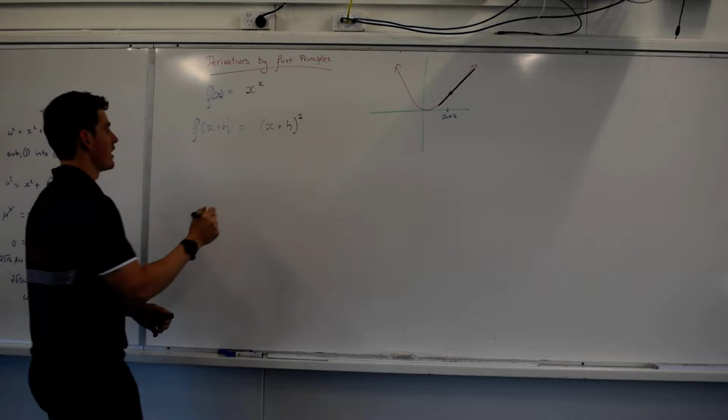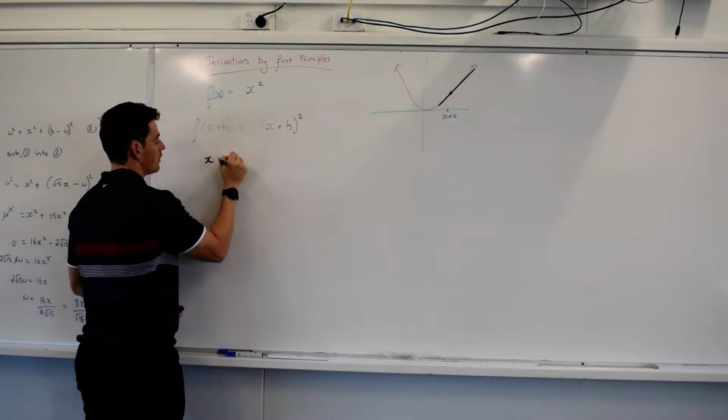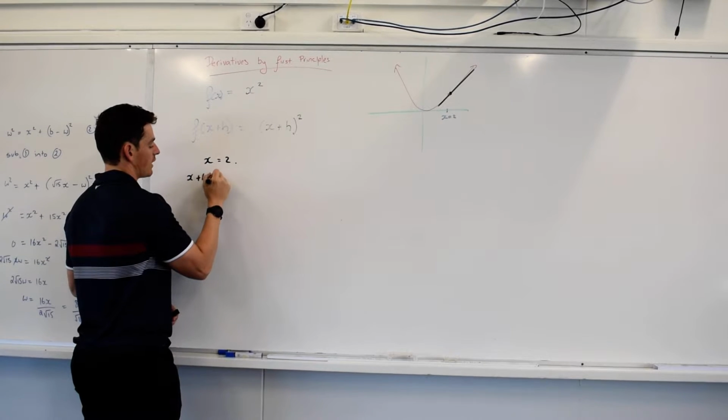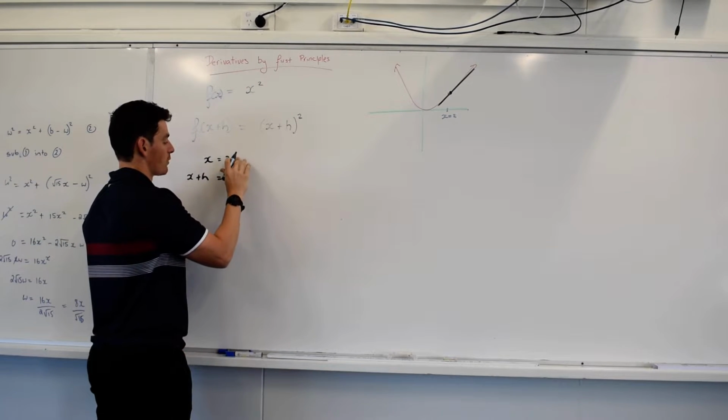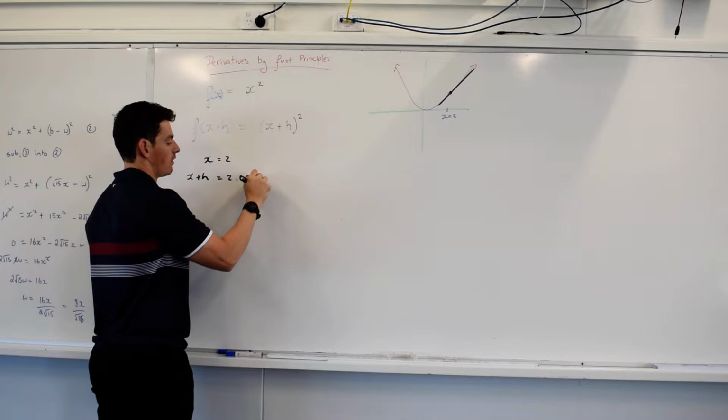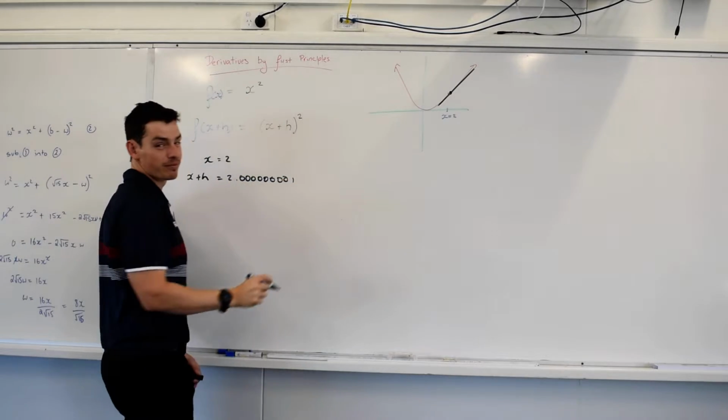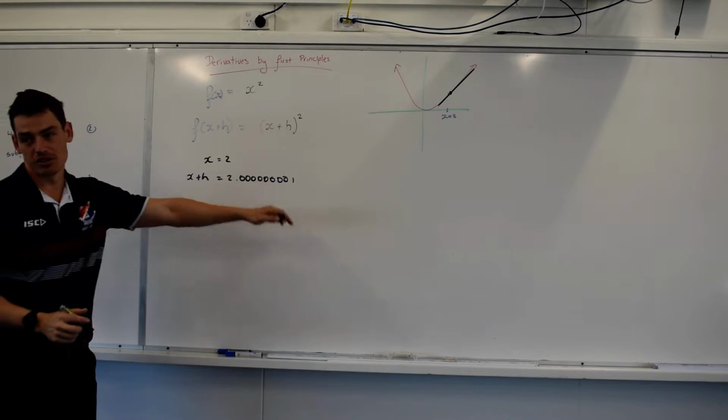So what Dave is saying is, if x equals 2, x plus h is some number, would equal 2 point... You tell me when to stop, Dave. Exactly my point, right? You just keep going on and on and on. Insert a million zeros, correct?